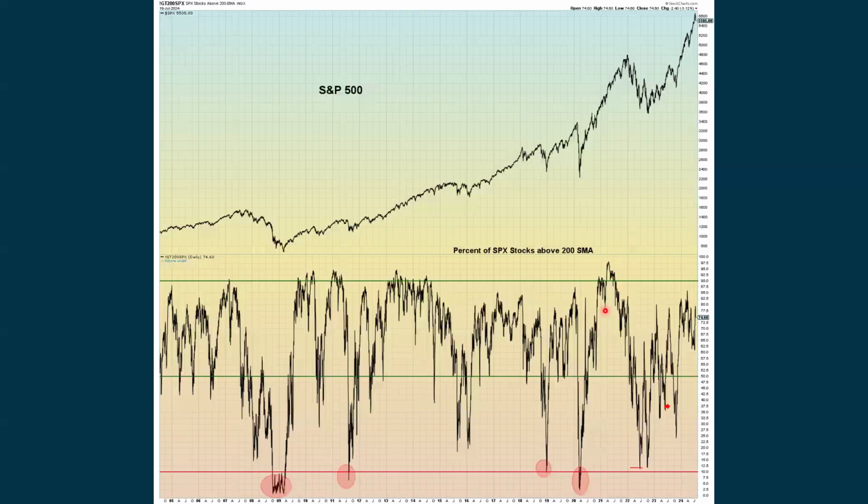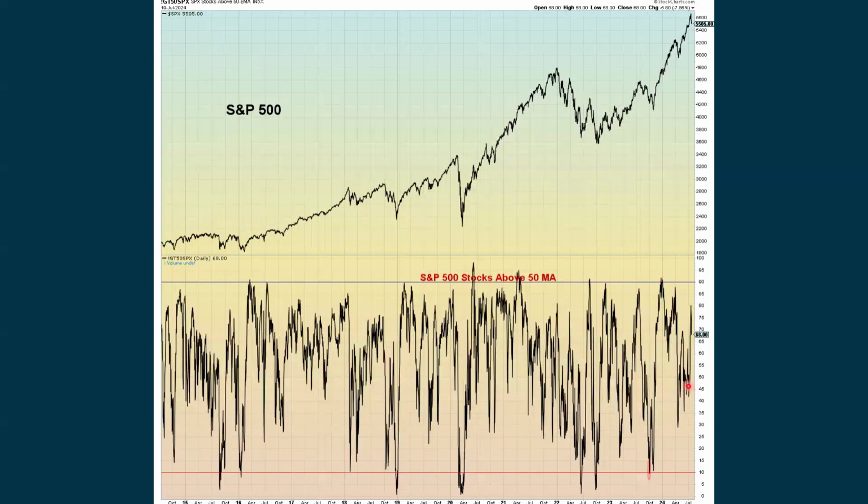Some charts that I haven't been using is a 200-day moving average study of those stocks in the S&P that are above their 200-day moving average. And even though we've been seeing some weakness recently, we're still above 50 here. Now, we use this like an oscillator. When we get an extreme positive or negative reading, we're not seeing that right now, but we are above 50. So we are positive still with this chart.